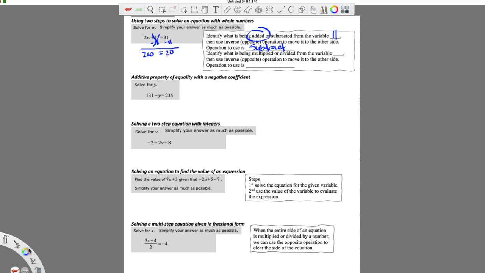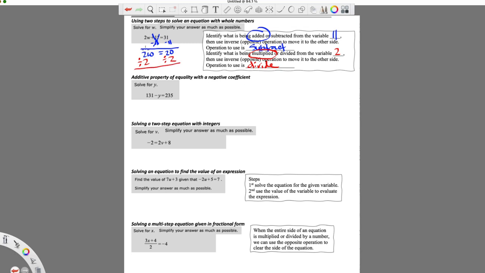So now I want to look at the resulting equation and ask, is the variable being multiplied or divided? So 2W, that means multiplication. Whenever I see a number and a variable smushed together like that, it means I'm multiplying by that number. So I'm multiplying by 2. And the inverse operation to move it to the other side is to divide, because that's the opposite of multiplication. So I'm going to divide both sides by 2. And again, I want to make sure that I'm dividing it away from the left side here. I'm bringing it all the way over to the right side.